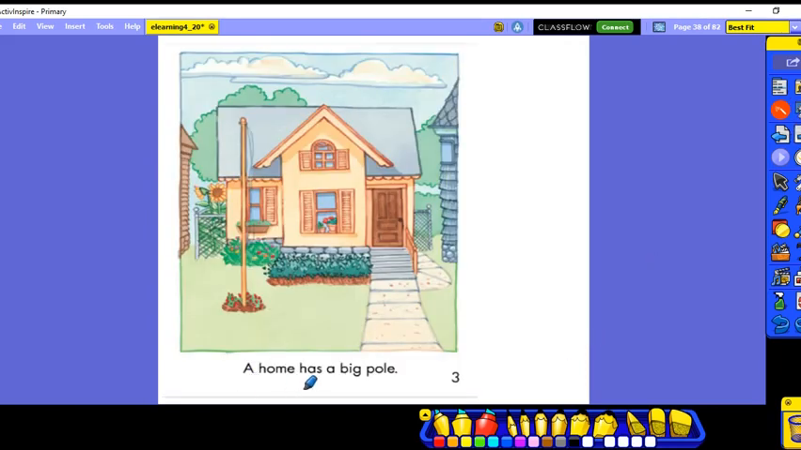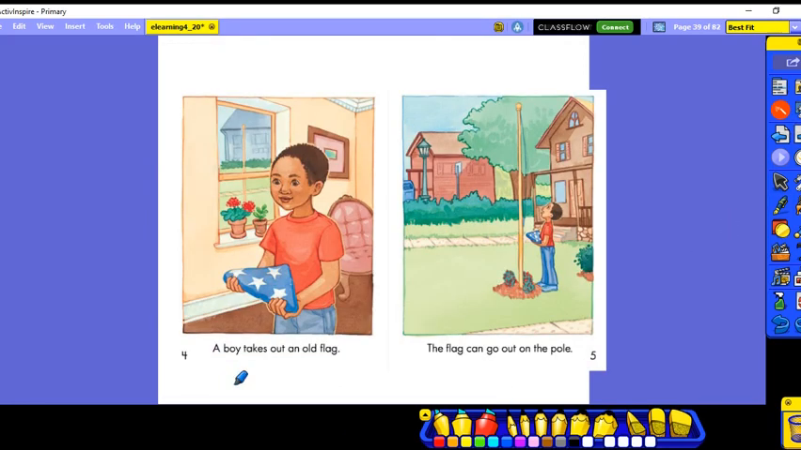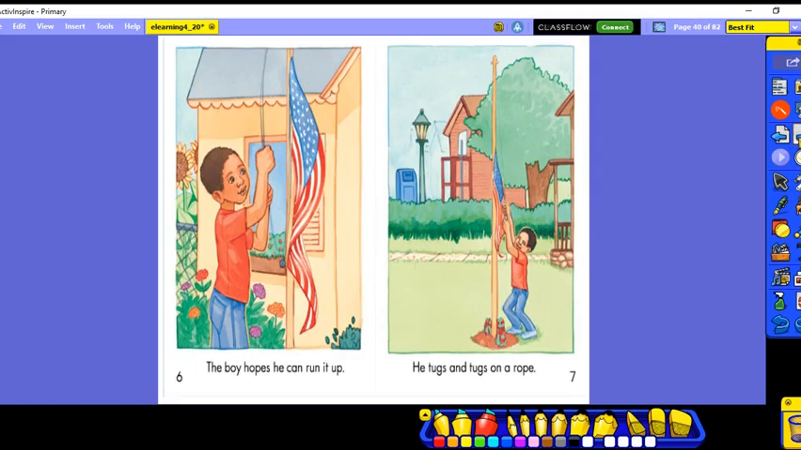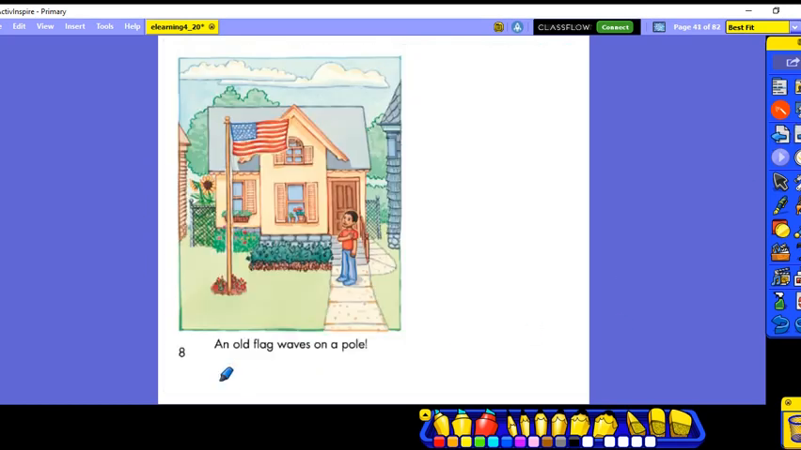A home has a big pole. A boy takes out an old flag. The flag can go out on the pole. The boy hopes he can run it up. He tugs and tugs on a rope. An old flag waves on a pole.